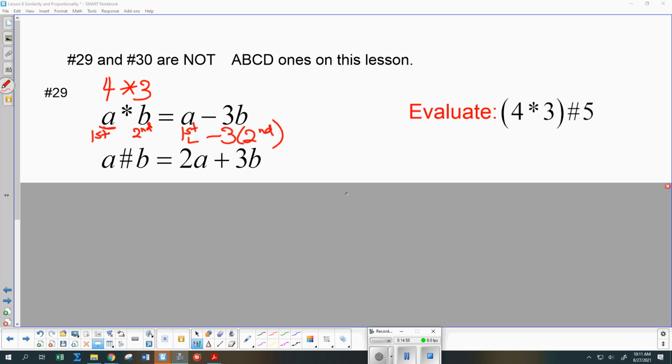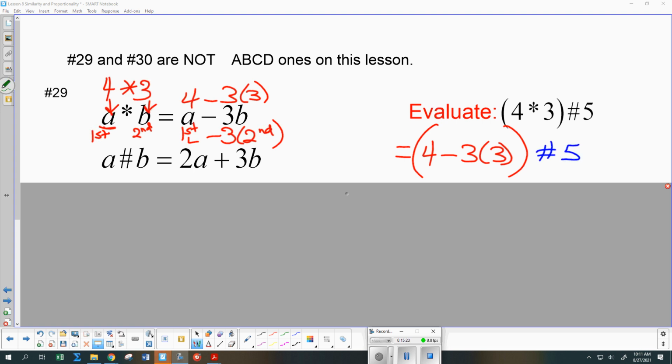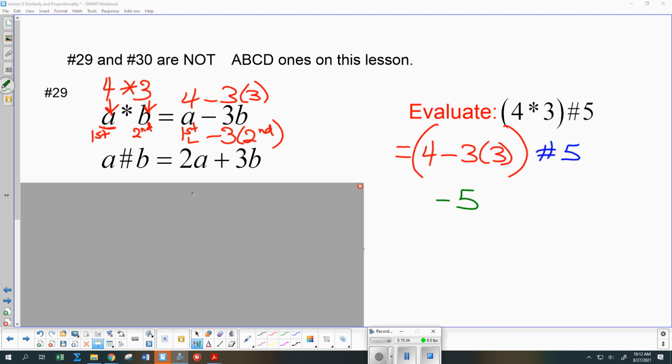That's in the parentheses. So that means A is 4. It's the first one. Minus, and it means B is 3, so 3 times 3. So we're going to write down that this is 4 minus 3 times 3 inside of that parentheses. And then we will have a pound 5 out there that we'll worry about after we simplify the parentheses. So everybody, what is 4 minus 3 times 3? So we have negative 5, and then we have pound 5.